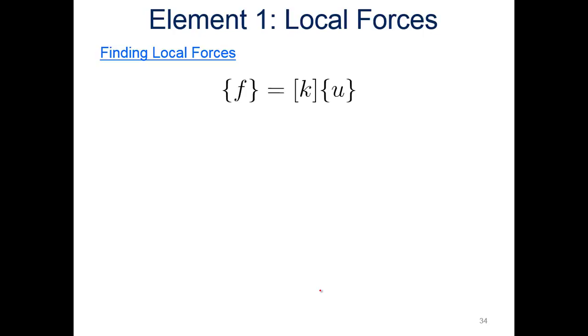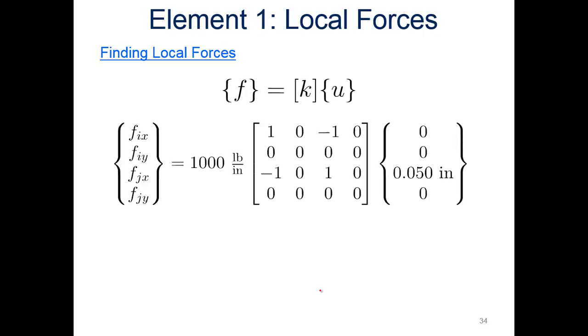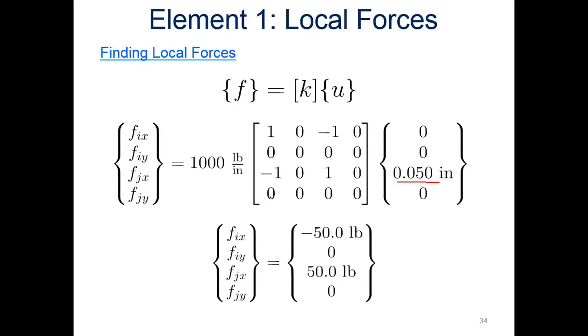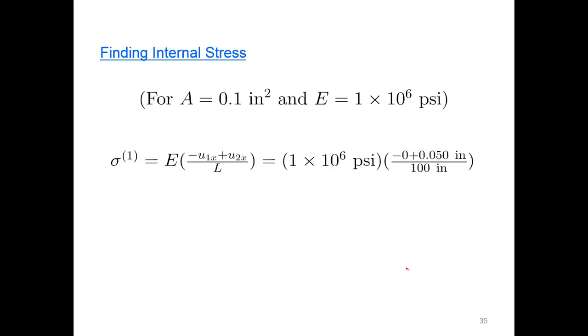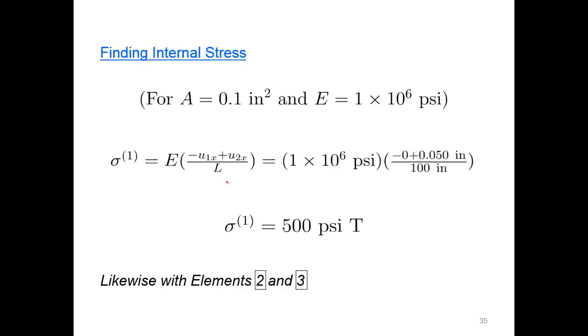All right. For local forces in element 1, we plug in our stiffness matrix for the element times the local displacements we just found. We can figure out the local forces, and we get the local forces at x in node I and x in node J as -50 and 50 pounds. Looks good there. Finding the internal stress, we have the local displacements, and we can substitute those in and come up with 500 psi. It being positive, it is in tension, so the T stands for tension here.